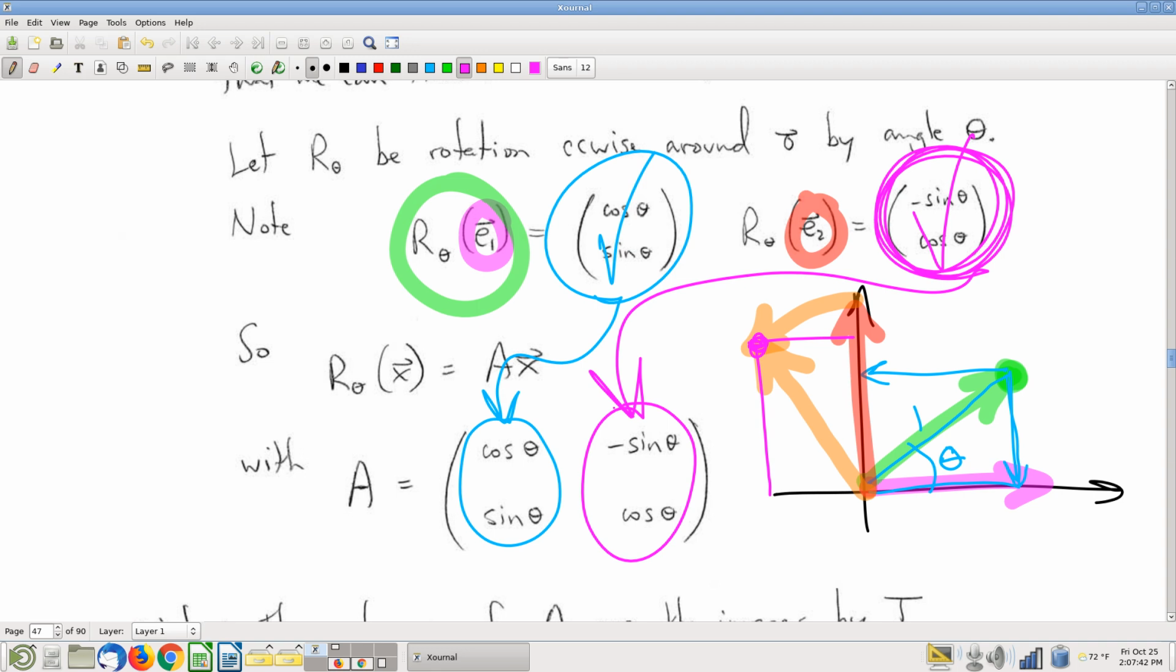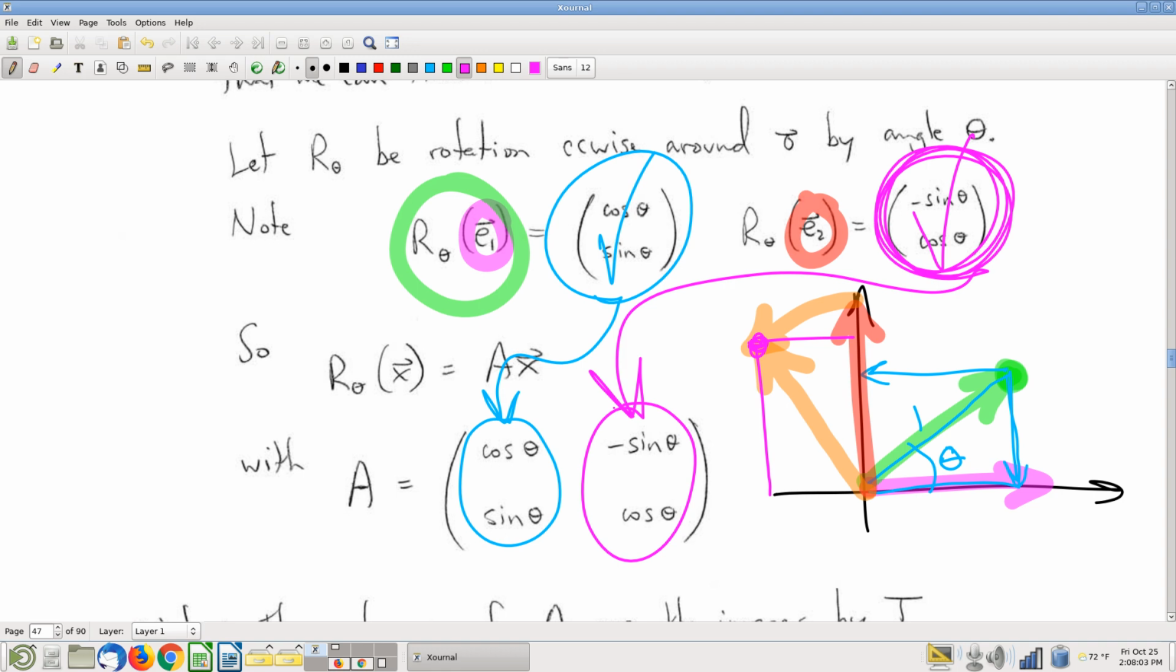So it's surprisingly easy to argue. A matrix has columns. The columns are the images of the standard basis vectors. Those images are just rotations. They're easy to write down. And multiplication by this matrix will rotate any vector in space by any angle theta that you choose. It's a very powerful conclusion.